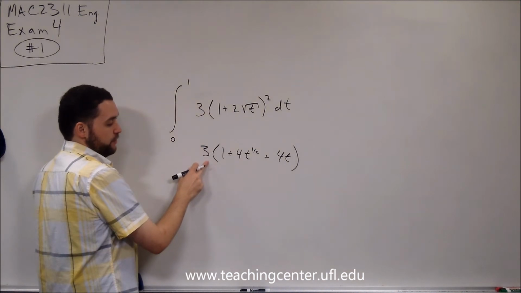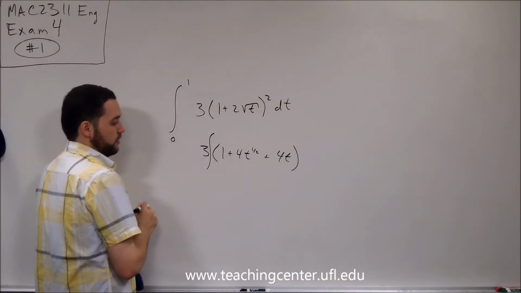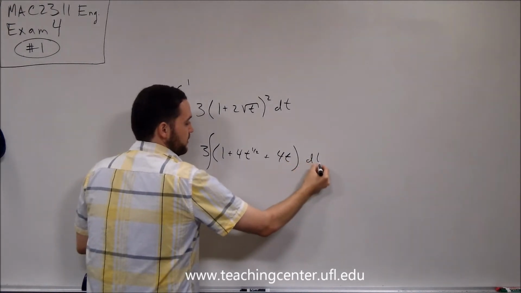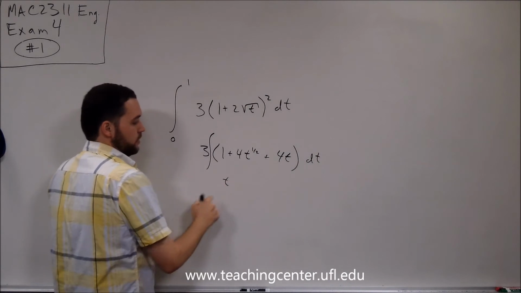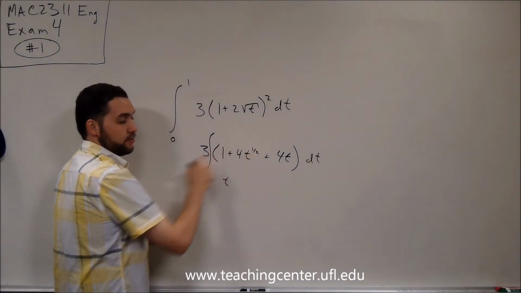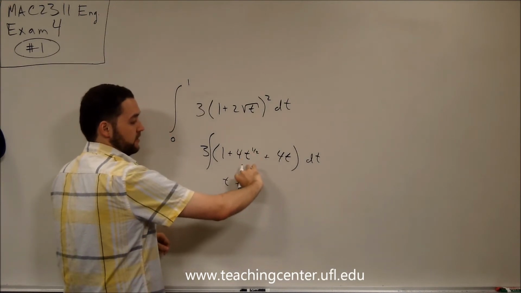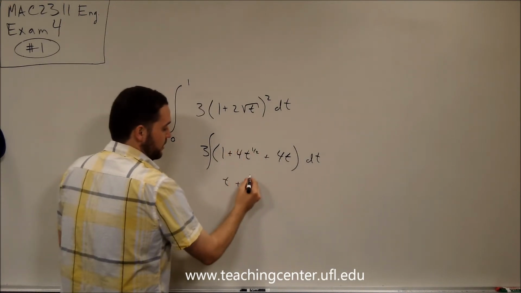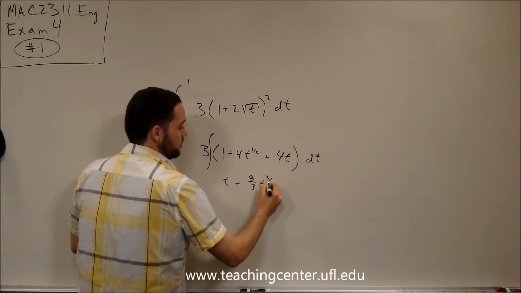Then you have this 3 floating around outside. You can pull it outside the integral, and you just have the dt at the end. Now if you want to integrate this, 1 just becomes t. You increase the power by 1, so that becomes a 3/2 power, and you bring it down. Dividing by 3/2 is the same as multiplying by 2/3, so that gives you 8/3 t to the 3/2 power.